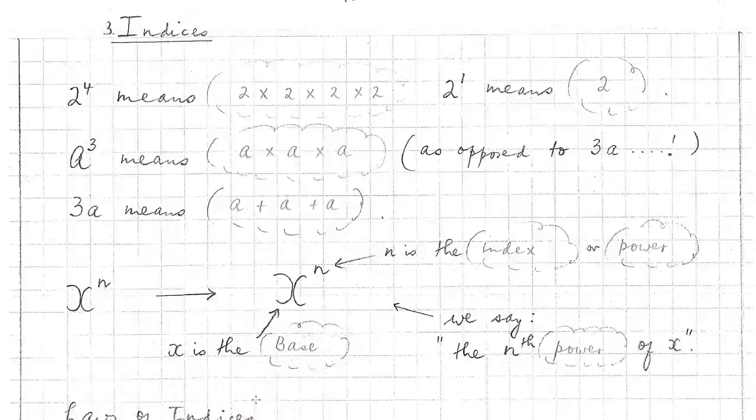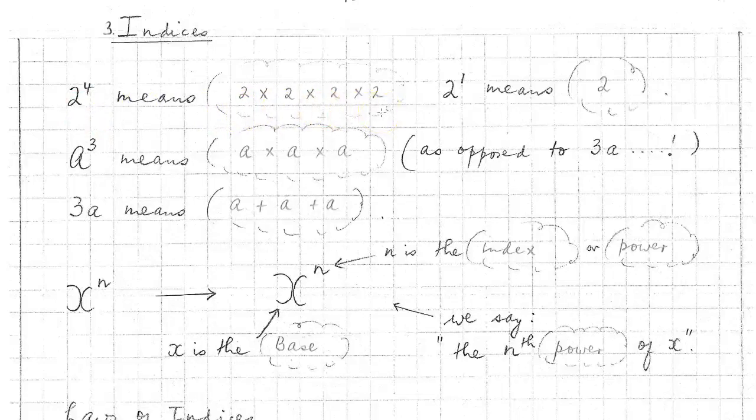Hello, this is our first lesson and it's on indices. Indices basically mean powers. So 2 to the power 4, with a tiny 4 written above the 2, means there's 4 2's involved in the product. So that's 2 times 2 times 2 times 2.